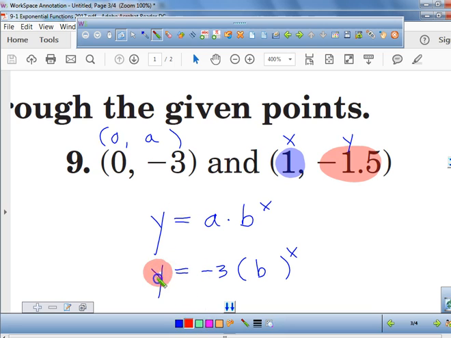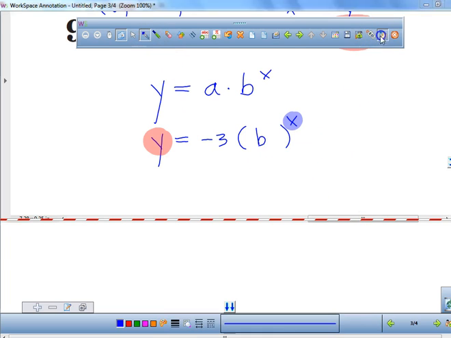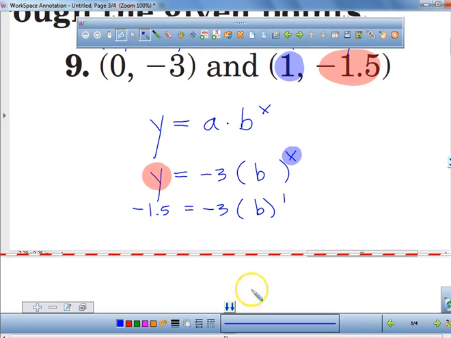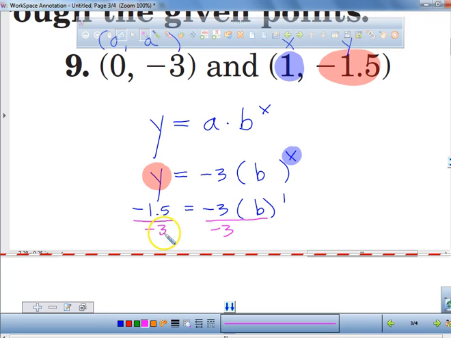So I'm going to take the y coordinate and plug it in here. I'm going to take the x coordinate and plug it in there. My y coordinate is -1.5. My x coordinate is 1. If I divide both sides by -3, -1.5 divided by -3 is a half. So 1/2 is equal to what? B to the power of 1.